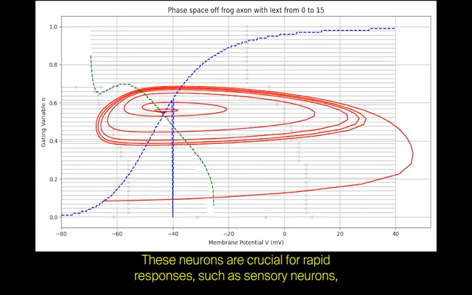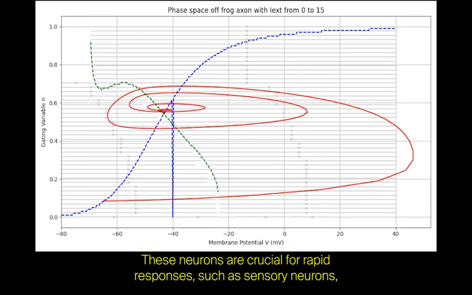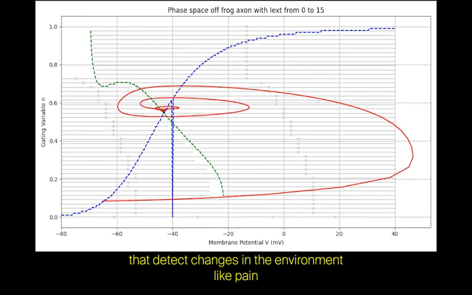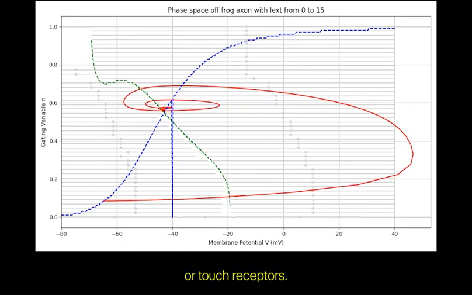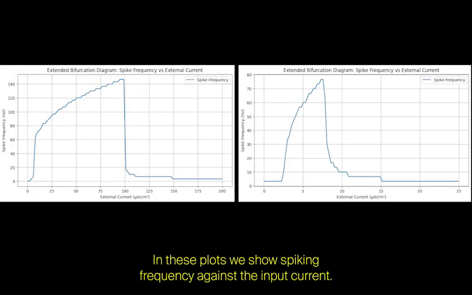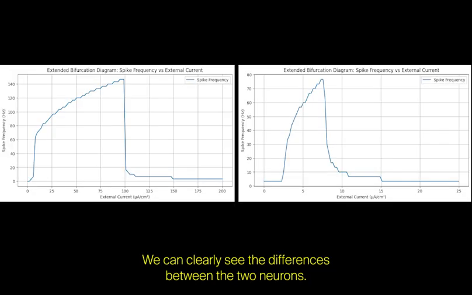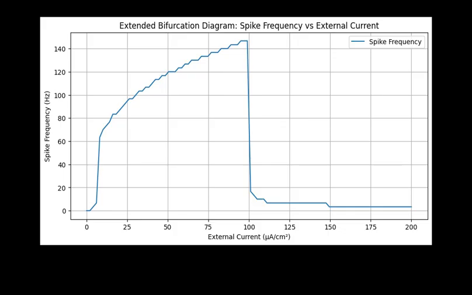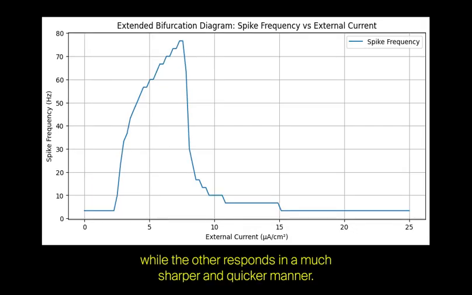These neurons are crucial for rapid responses, such as sensory neurons that detect changes in the environment, like pain or touch receptors. In these plots, which show spiking frequency against input current, we can clearly see the differences between the two neurons. One exhibits a larger, more gradual response, while the other responds in a much sharper and quicker manner.